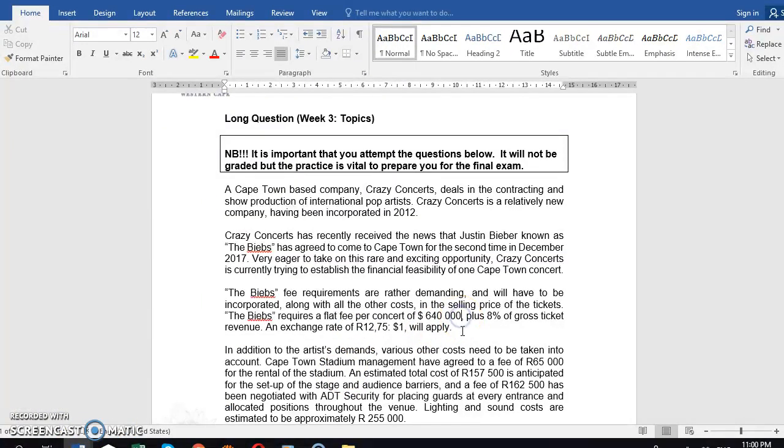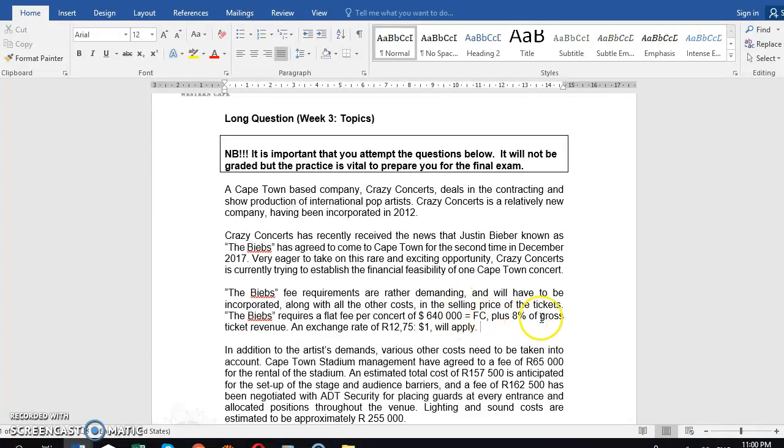The flat fee is a fixed cost, and why do I say that's a fixed cost? It's because it does not depend on, in this case it's a concert, so the sales driver would be the number of people that attend the concert. So in other words, Justin Bieber will require this fee whether one person comes to the concert or thousands of people come to the concert. So that $640,000 is going to be a fixed cost, and because it's in dollars and we're in South Africa, we're going to have to apply the exchange rate, but just know for now that it's a fixed cost.